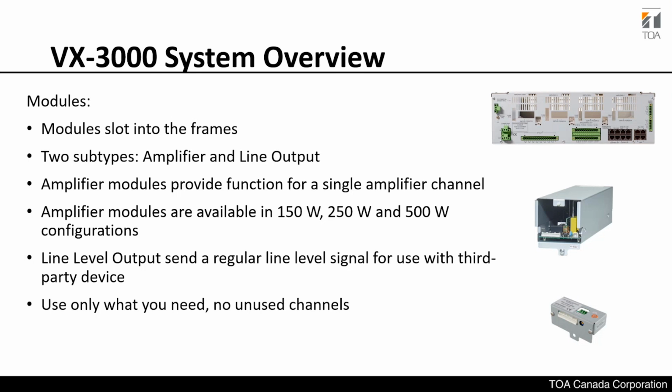The amplifier modules range from 150 watts, 250, and 500 watts. So depending on your zones, your load on each zone, you can tailor it as much as possible. You don't need to spec a 250 watt amplifier channel for, say, a zone that only needs 60. So you can optimize in that regard. The point is you only use what you need and no unused channels.